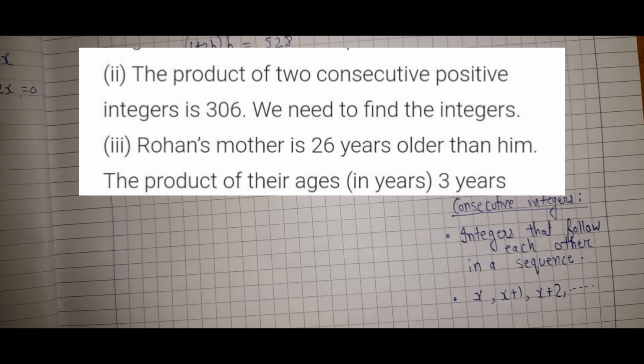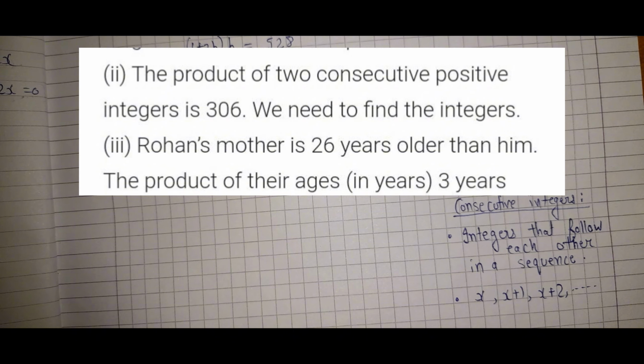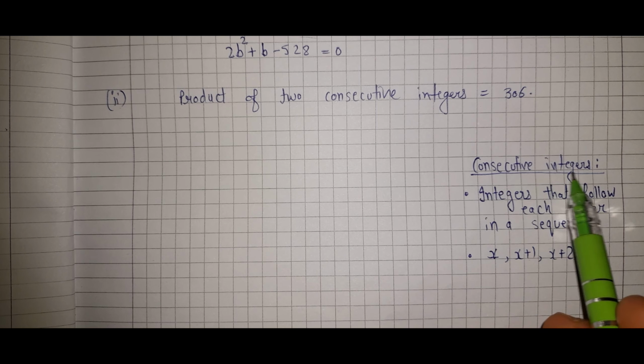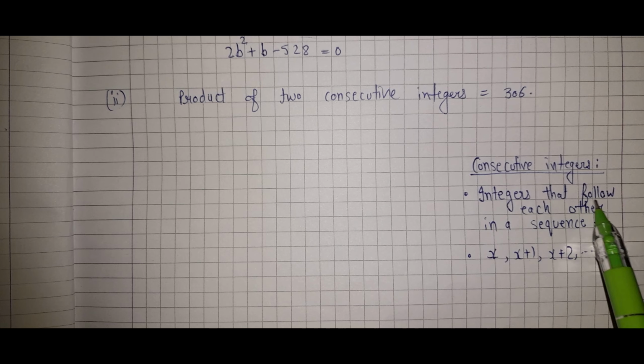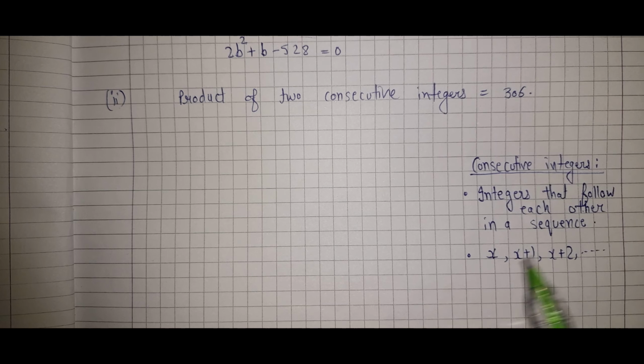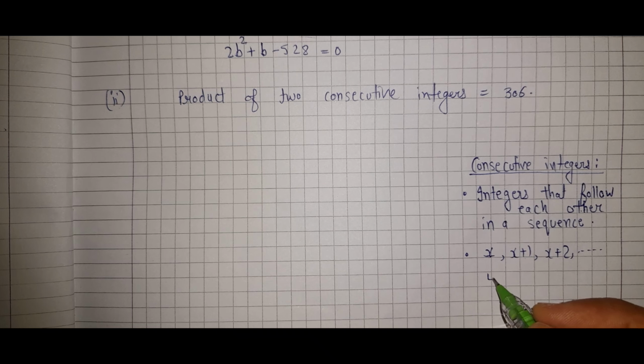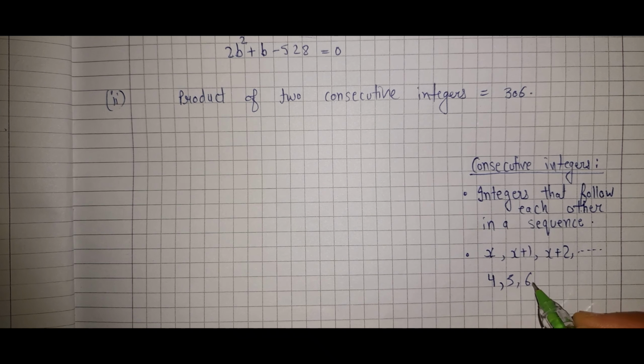Second part: the product of two consecutive integers is 306. We need to find the integers. Now, what are consecutive integers? Integers that follow each other in a sequence are consecutive integers. For example, x, x plus 1, x plus 2 and so on, that is 4, 5, 6. These numbers are consecutive numbers that follow each other. 5 follows 4, 6 follows 5 and so on.